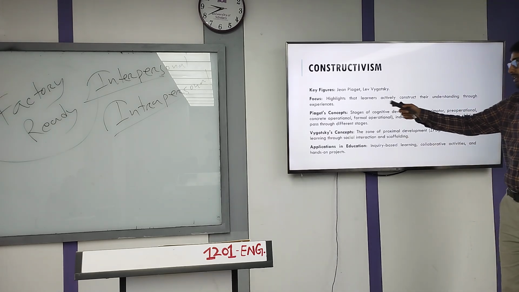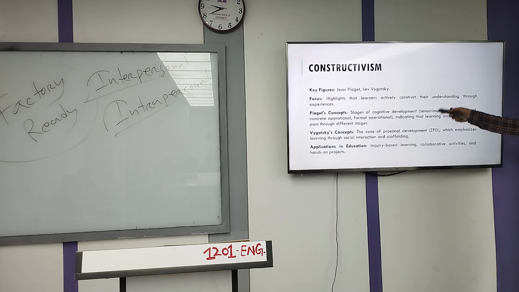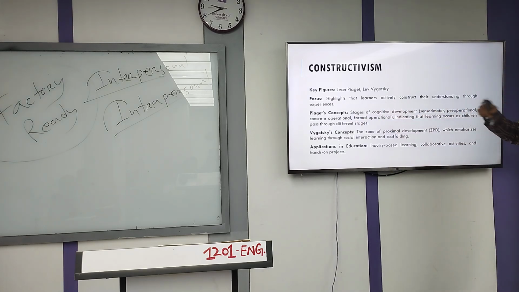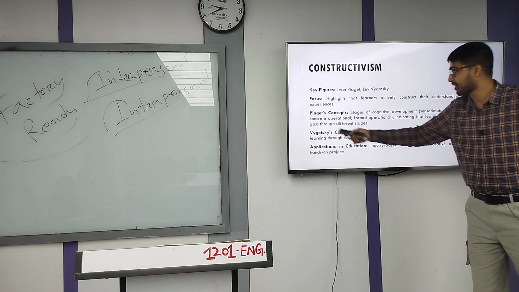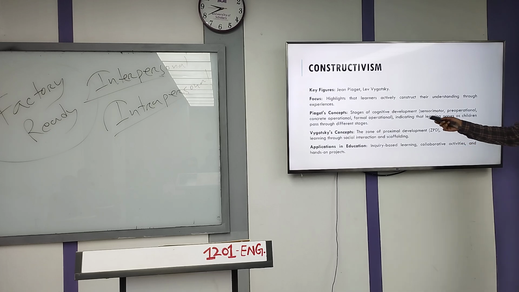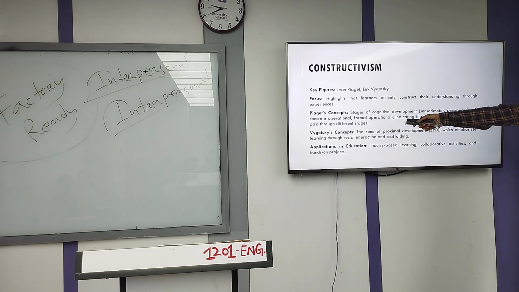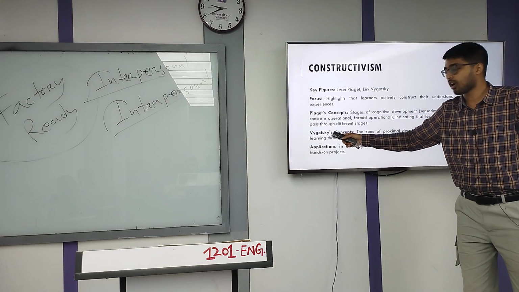Okay, Piaget's concept is stages of cognitive development. Basically, we will talk about some of it in later slides. There are four stages of development. The first one is sensorimotor, then the pre-operational, then the concrete operational, then the formal operational, indicating that learning occurs as children pass through different stages. We will talk about that in some slides later.